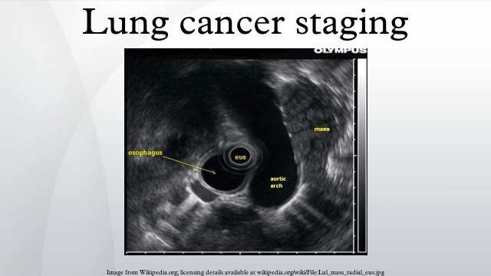TNM classification. The TNM staging system of lung cancer is as follows. T, tumor. T1A, primary tumor is less than or equal to 2 cm in greatest dimension. T1B, primary tumor is greater than 2 but less than or equal to 3 cm in greatest dimension. T2A, primary tumor is greater than 3 and less than or equal to 5 cm in greatest dimension. T2B, primary tumor is greater than 5 and less than or equal to 7 cm in greatest dimension. T3 size, primary tumor is greater than 7 cm in greatest dimension.